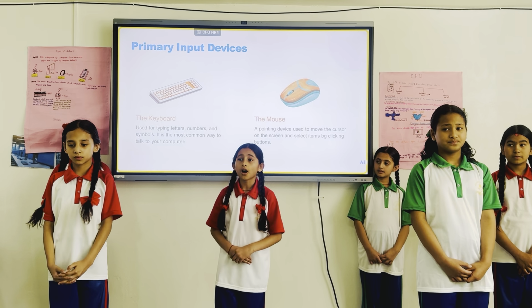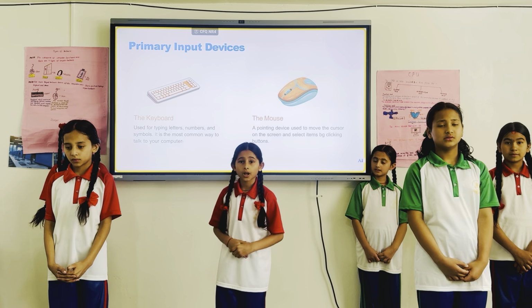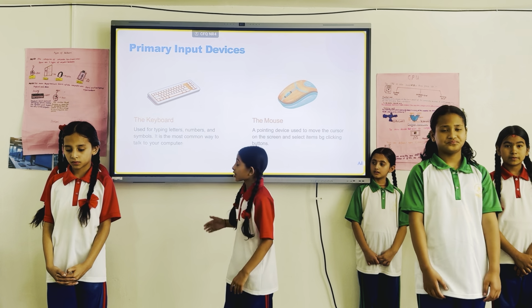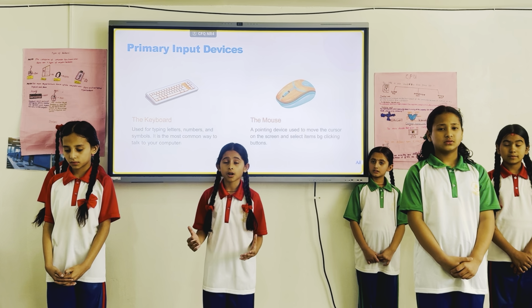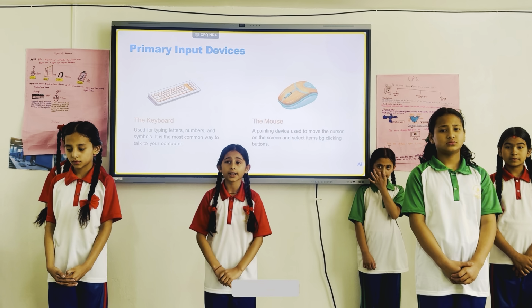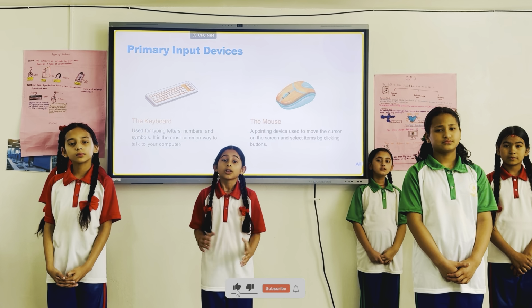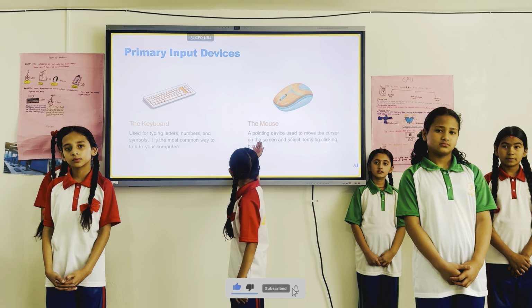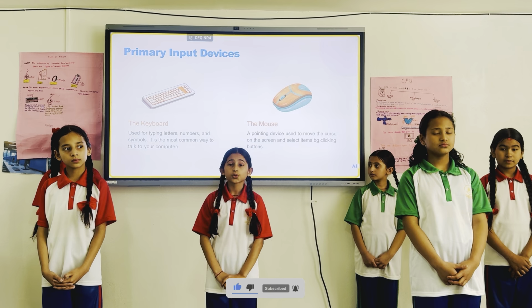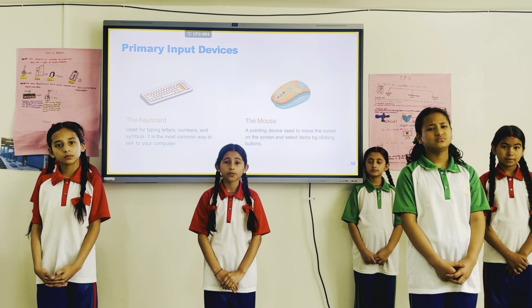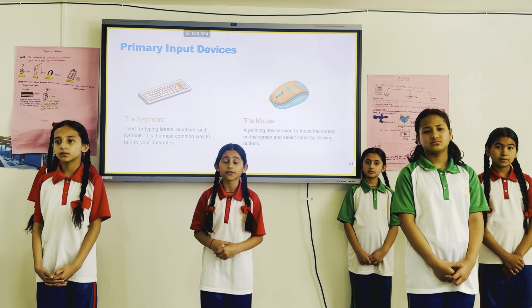The examples of input hardware of the computer are keyboard and mouse. Keyboard is used for typing letters, numbers, and symbols. With it, we can give raw data to the computer. The next input device is mouse. Mouse is used to move the cursor on the screen. We can click files and open them.